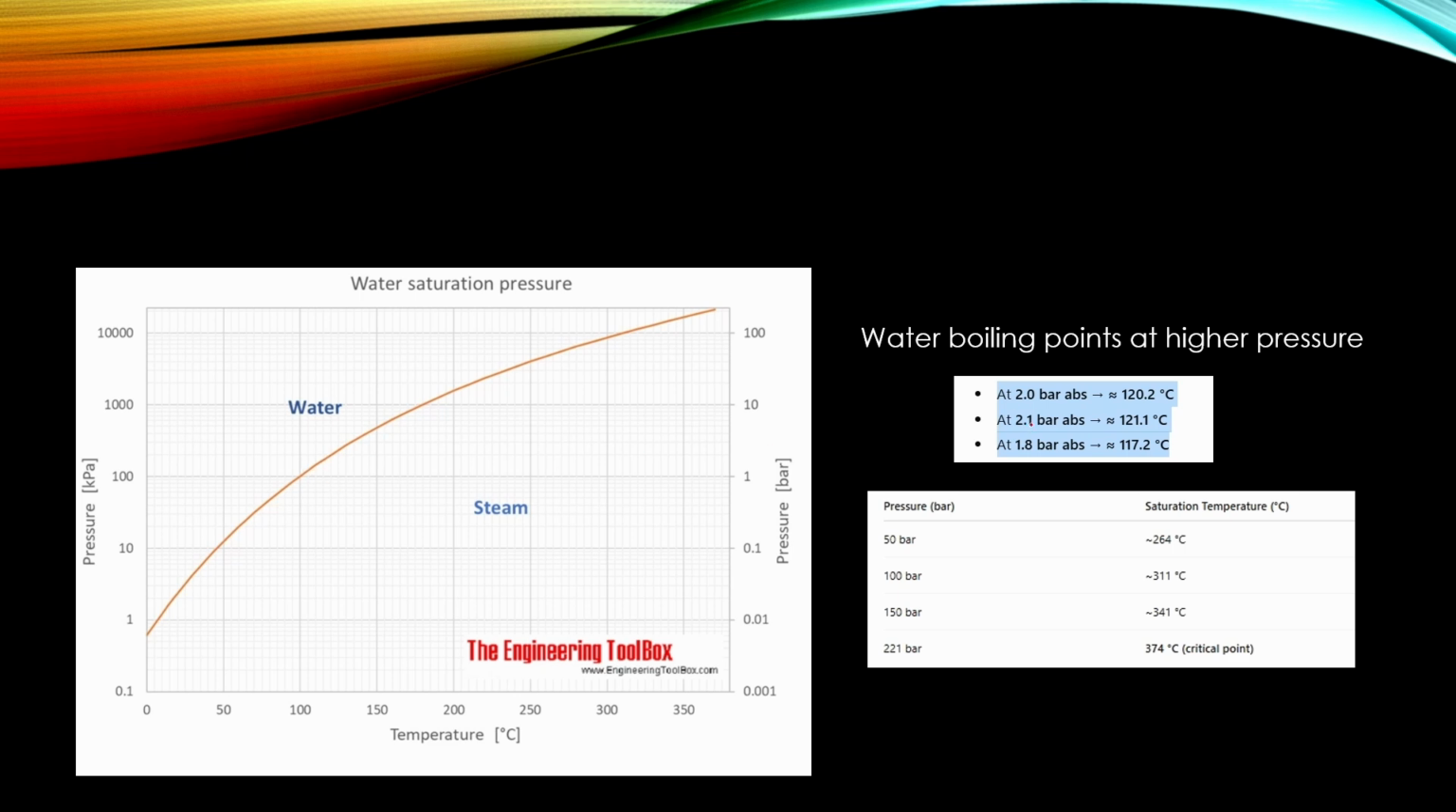At 2 bars, the boiling point of water is around 120 degrees C, and if we are operating at very high pressure, then the boiling point can be over 300 degrees C. These are typical values for power stations.